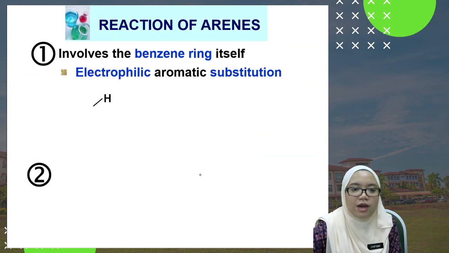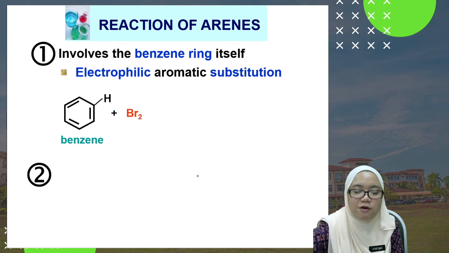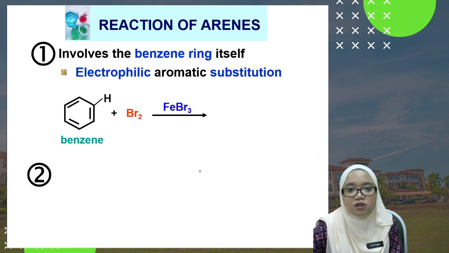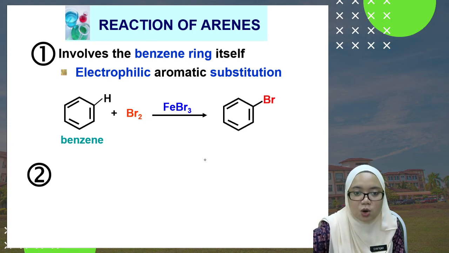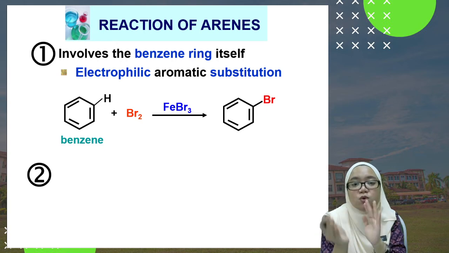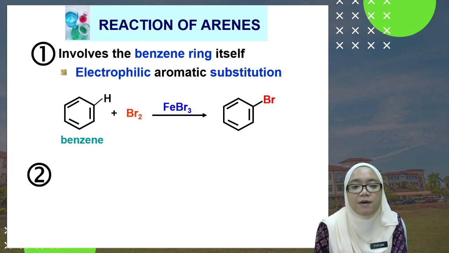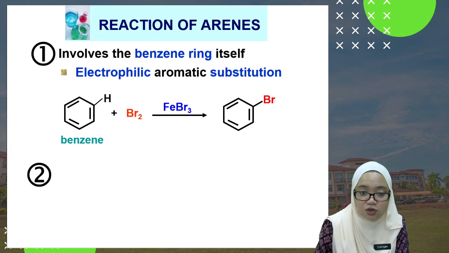So reaction of arenes or aromatic compound involves the benzene ring itself and electrophilic aromatic substitution, which means that we are going to substitute the hydrogen here with bromine. It's where the bromine here is the electrophile species. So with the electrophile, it will be substituted, swap places, replace. That's why we call it electrophilic substitution.